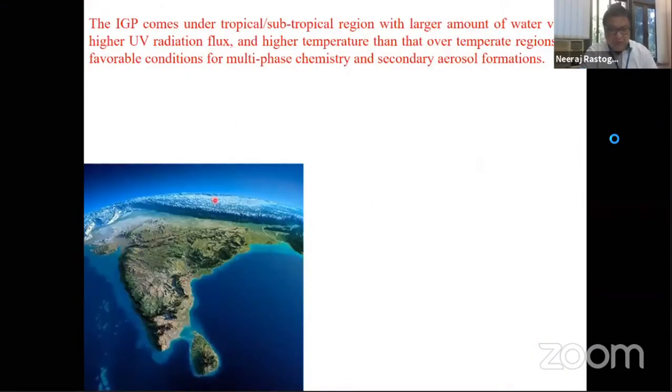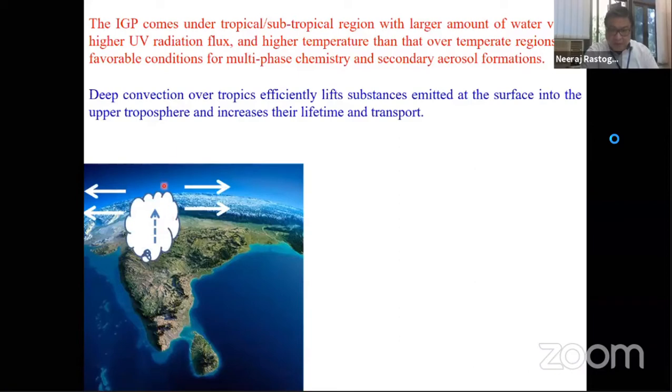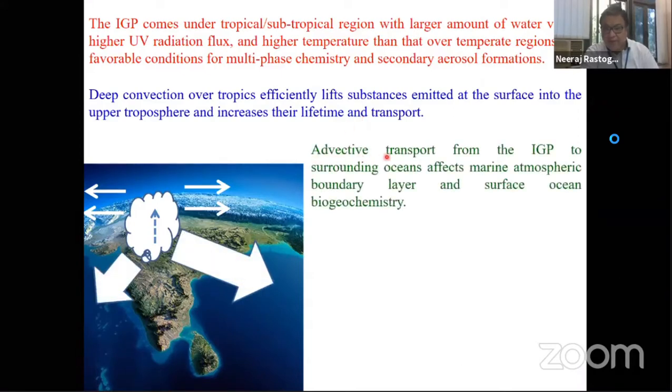And then why is IGP important? We have been listening to this since yesterday or the day before yesterday. The IGP comes under a tropical or subtropical region with a large amount of water vapor, higher UV radiation flux, and higher temperature than over temperate regions. So what it means is that we have favorable conditions for multi-phase chemistry and secondary aerosol formation. Deep convection over the tropics efficiently lifts substances emitted at the surface into the upper troposphere and increases their lifetime and transport. Obviously, it depends upon meteorological conditions. Further, advective transport from the IGP to the surrounding ocean affects the marine atmospheric boundary layer and surface ocean biochemistry. Again, it depends upon meteorological conditions.